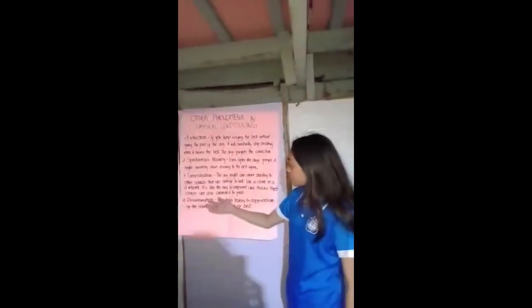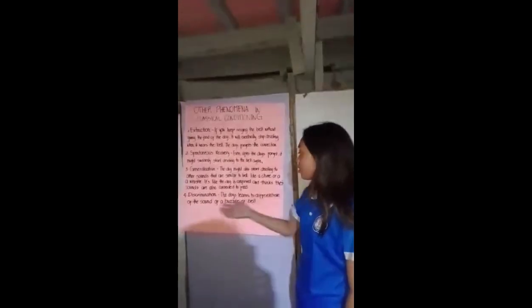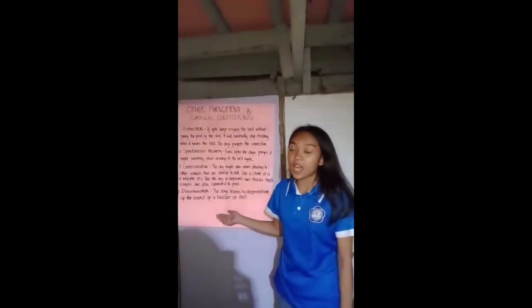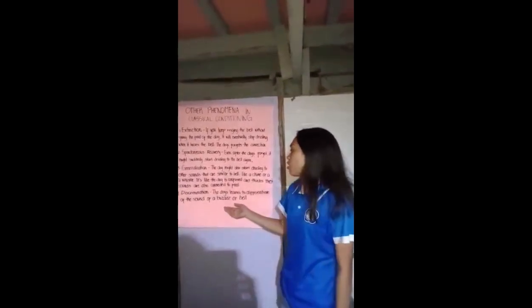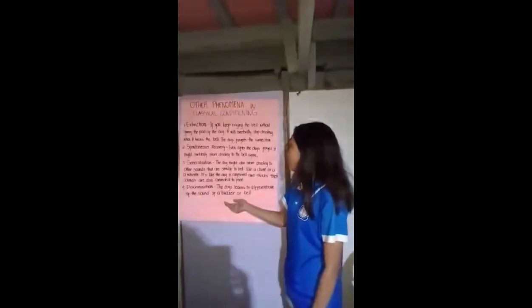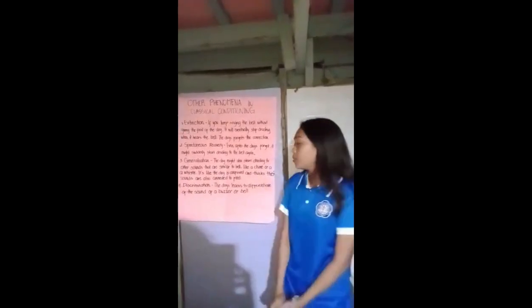Next is discrimination. The dog learns to differentiate the sounds of a buzzer or a bell. So it can analyze and distinguish whether it is a buzzer or a bell. If it hears the bell, it is given food. If it hears the buzzer, it is not given food. That's all. Thank you.